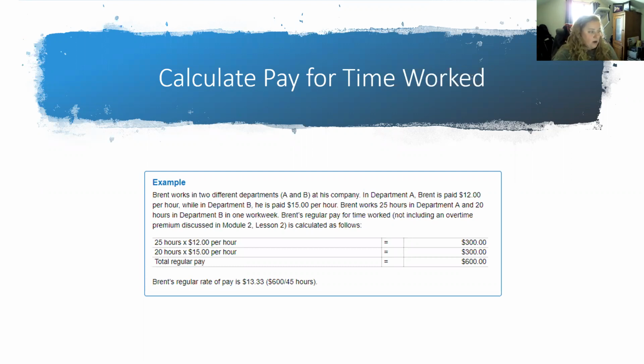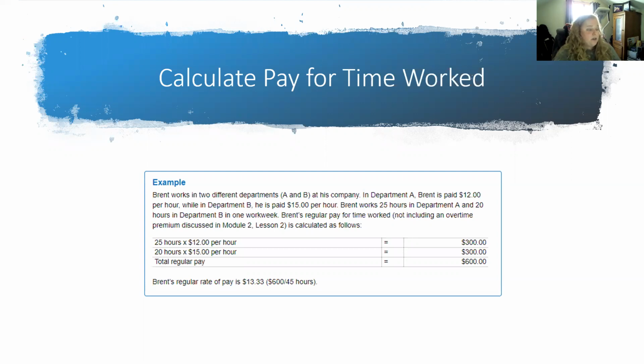All right, so let's take a look at an employee who works in 2 different departments in his company. So Brent works in 2 different departments, Department A and Department B. When he works in Department A, he's paid $12 per hour, and when he's working in Department B, he's paid $15 per hour. If he works 25 hours in Department A and 20 hours in Department B in 1 work week, his regular pay for the time worked, not including overtime, is going to be 25 times 12, which is 300, and 20 times 15, which is also 300. If we add those together, we get $600.